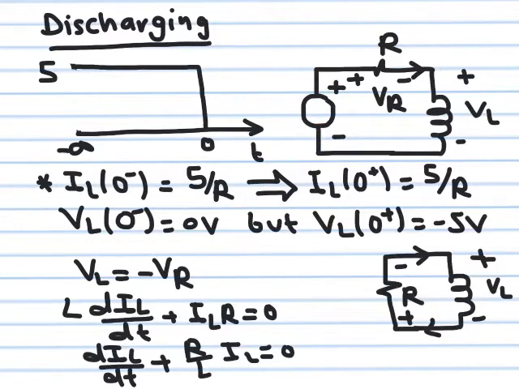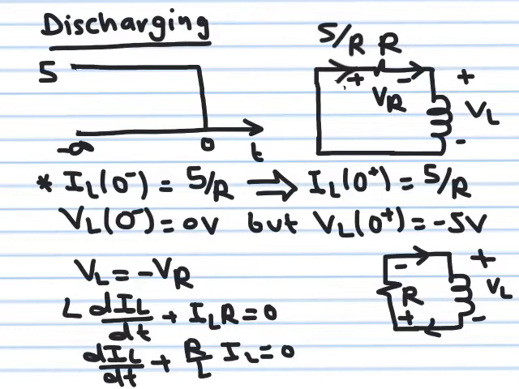Okay, so I can redraw this circuit again like this. Maybe I can erase this here. So I can remove this source. The source is not there, and I can add this short circuit, and this is how the circuit really looks after time 0. After time 0, the voltage went to 0, and this means that this is a short circuit. Remember, the current I was flowing this way, and its value is 5 over R.